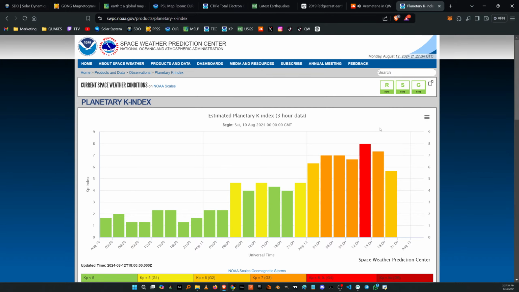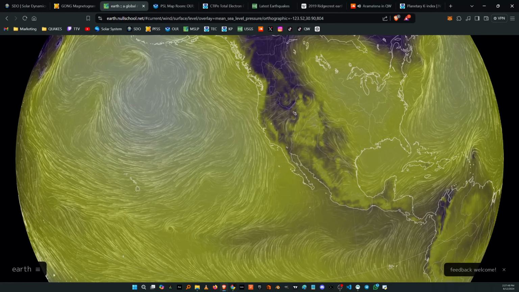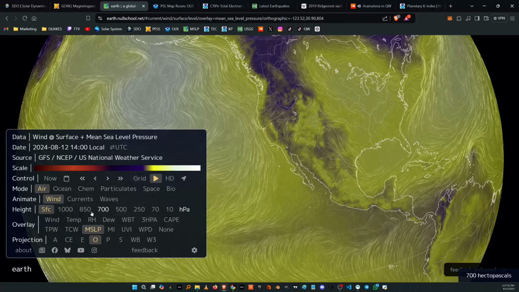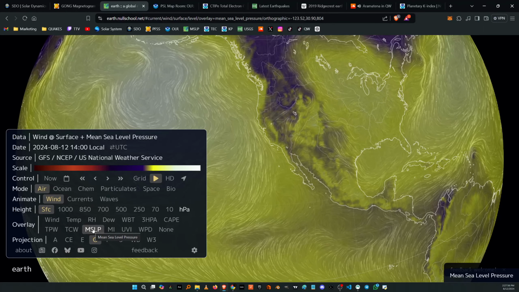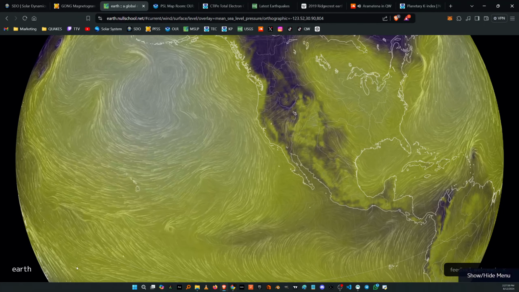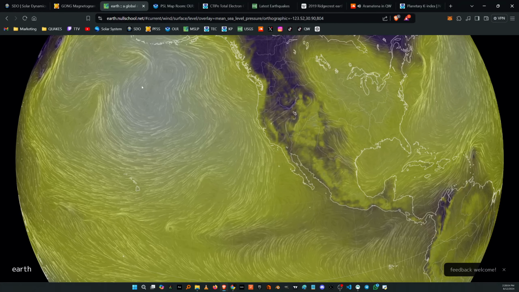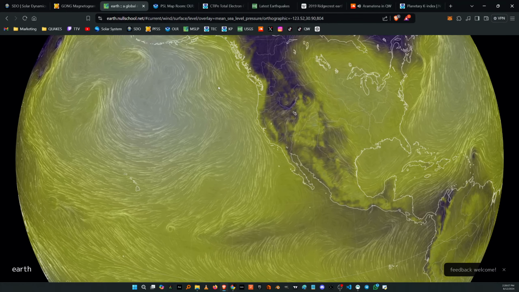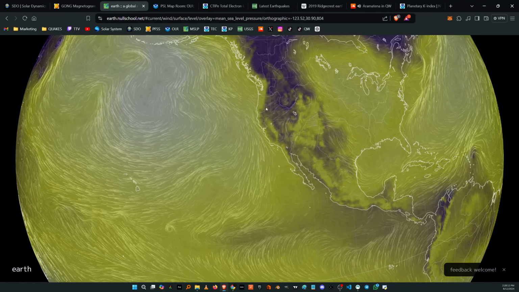Anyways, moving on. So we have all these particles coming towards Earth. And so if we want to get an idea of where these particles are going to travel, we go to the wind map over here at earth.noschool.net. If you guys want to follow along here, there's this menu right here. And if you go into the overlay, you just make sure you select the MSLP, which stands for mean sea level pressure. That's the wind map we look at. And so what you're looking at here is these gray areas right here are high pressure cells. I'm sure you've heard that term before. The yellow areas as they're traveling downward, and then these purple areas are the low pressure cells.